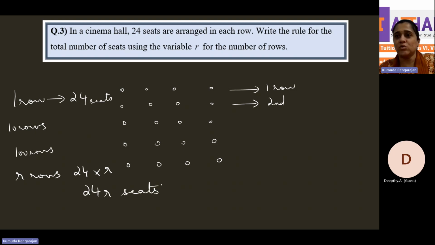If there are r rows, the number of seats will be 24 into r, which is 24r.